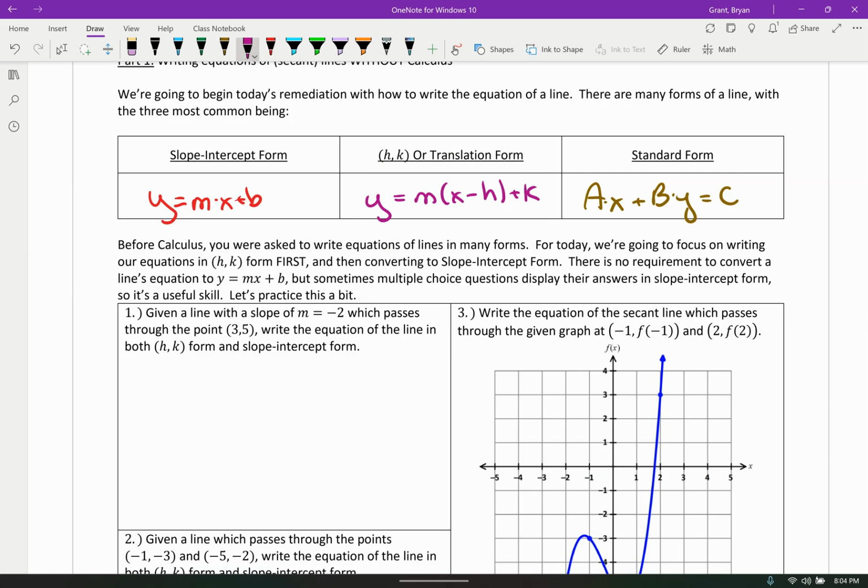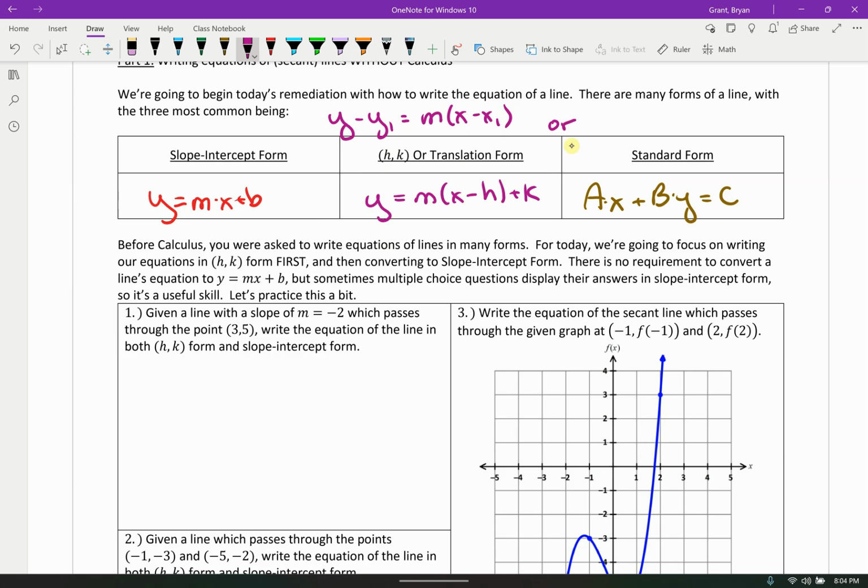Now, sometimes you'll see this written in a few different ways. You might have had it introduced as point slope form, y minus y1 equals m times x minus x1. Hopefully you can see that's the same if you just add y1 over to the other side. I like HK form because y is already isolated.